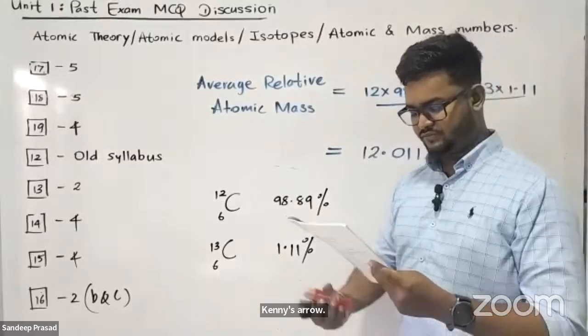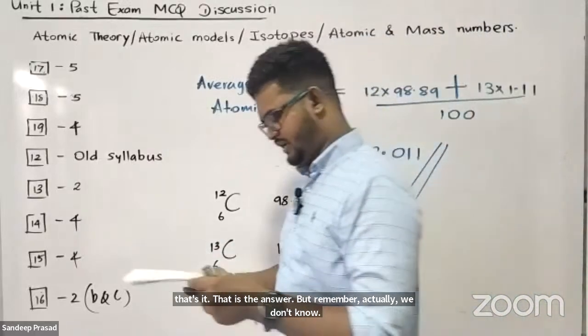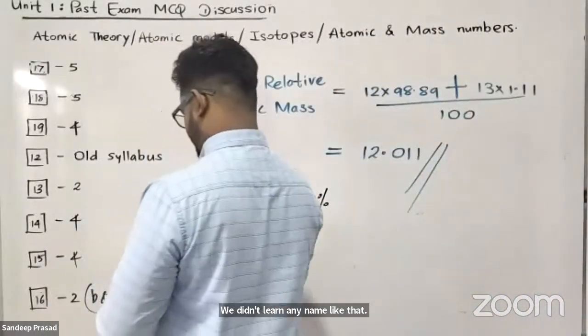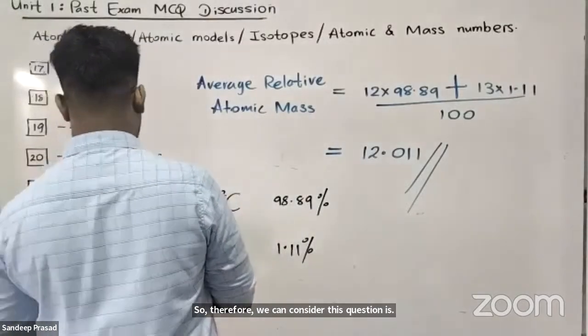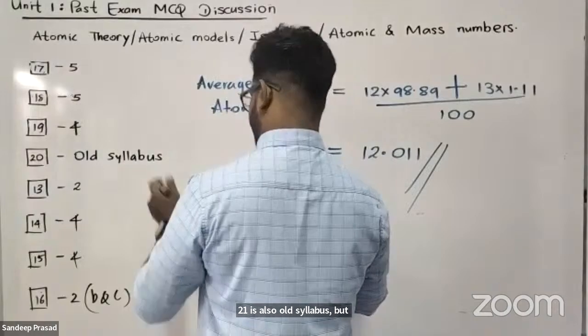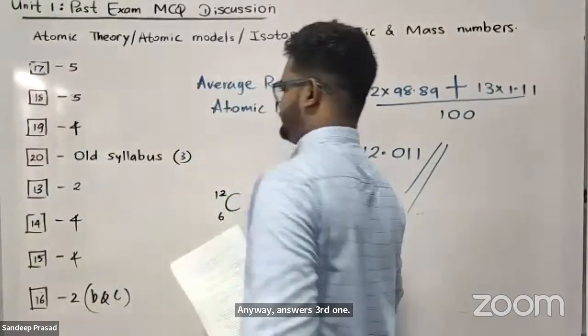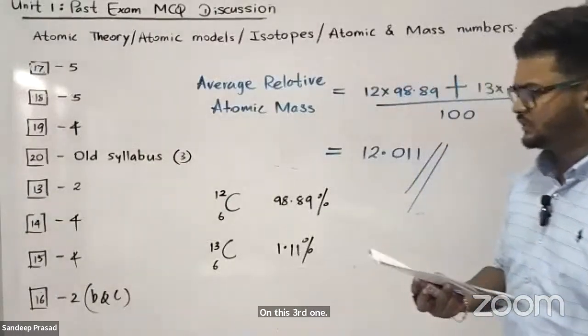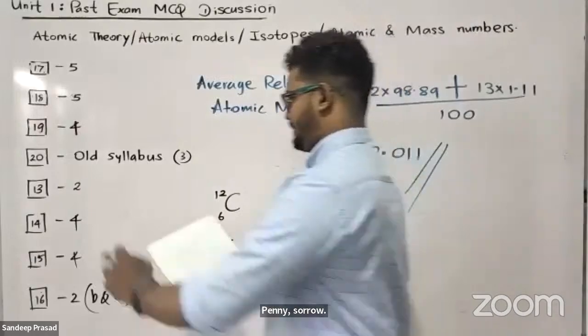But remember, actually, we didn't learn any name like that. So therefore, we can consider this question 20 is also out of syllabus. But I will give you the answer for this one. Anyway, answer is the third one. No? Answer is the third one. Right. Cannizzaro. Right. Question number 21.